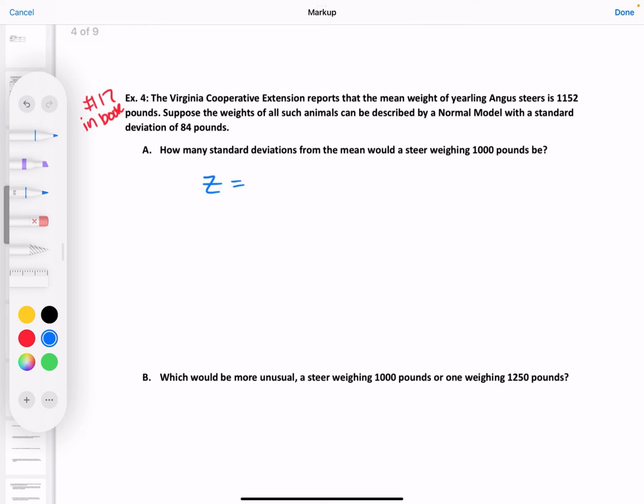So what would that be for this one? Okay, so 84 is on the bottom. Yep. And then it would be 1,152 minus 1,000. I was about to say the other way around. Flip it, because you have your actual value minus the mean. Oh yeah. So 1,000 minus 1,152 over 84.